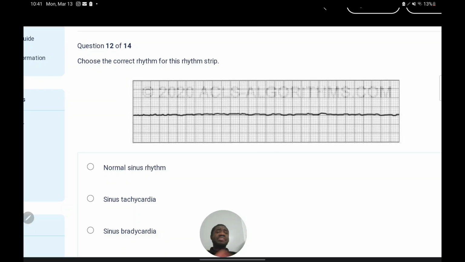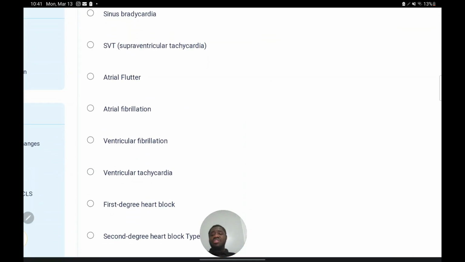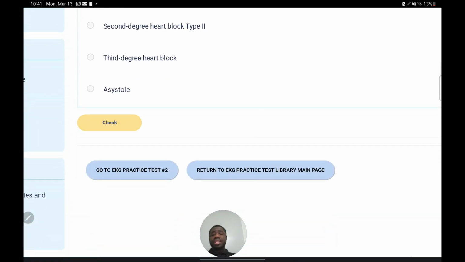It may come in different appearances. Some may be very conspicuous, so that you will know that this is ventricular fibrillation. So this is VFib, ventricular fibrillation. Let's check.